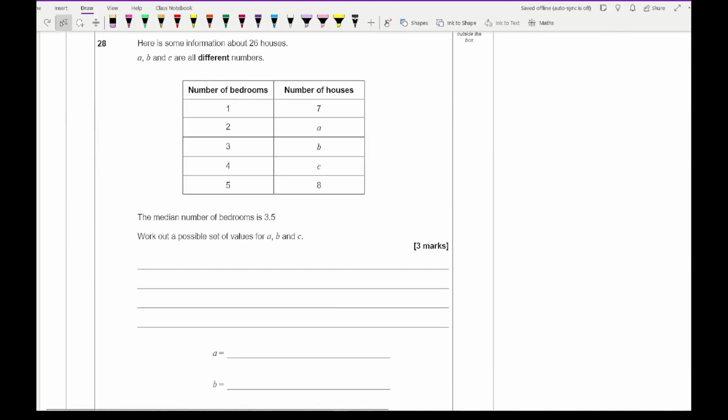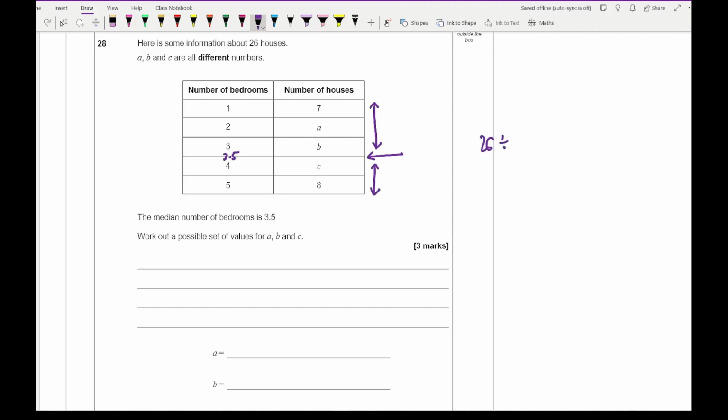Then looking at question 28, it says here is some information about 26 houses. A, B and C are all different numbers. The mean number of bedrooms is 3.5. Work out the possible set of A, B and C. Now if the median is 3.5, then our median needs to be this halfway stage here, because that value there is 3.5, which means I need to have the same number of houses above that line as there is below.